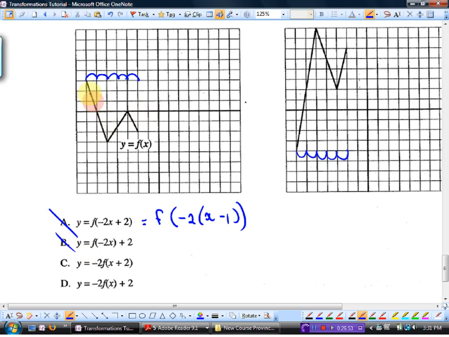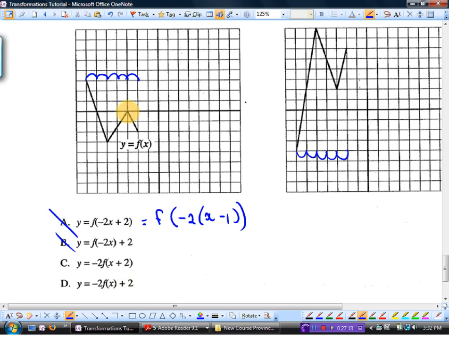I notice that the long side is at the bottom and the V is at the bottom. Here the long side and the V is at the top. I think there's a vertical reflection that's occurred. It doesn't help me at all. You know what? There's been a vertical reflection there too. In fact, there's also been a vertical expansion in both the remaining answers. What I need to do is figure out, have I gone two left or two up?